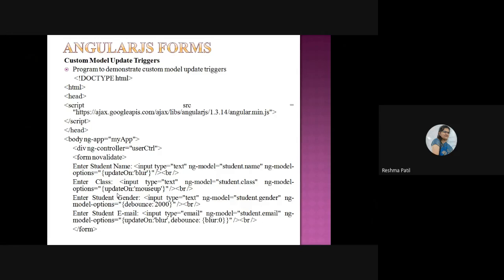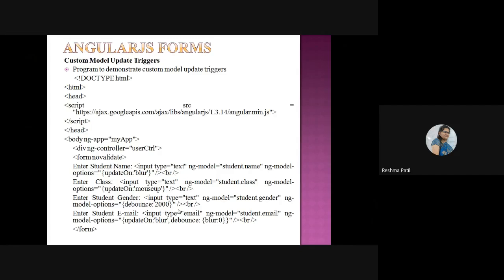Then next, enter student gender. Input type is equal to text. ng-model is equal to student.gender. ng-model-options debounce 2000. Means after this specific time, it will update this ng-model variable student.gender. Whatever text you write here will be updated here after a specific time.